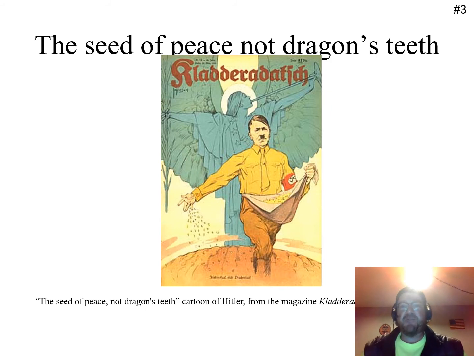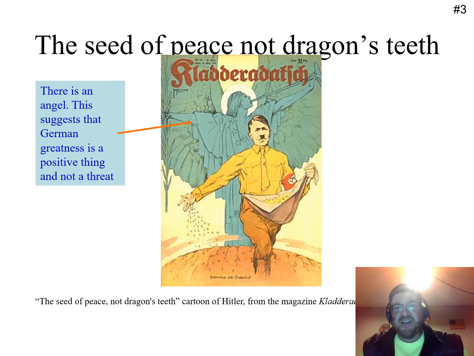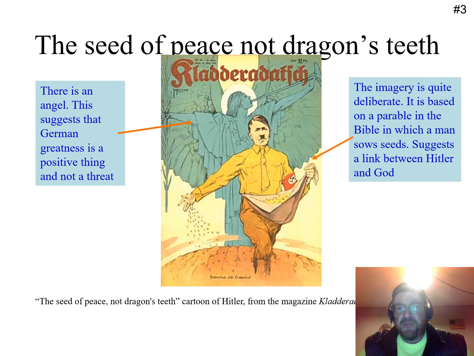Here you have the seed of peace, not dragon's teeth. Adolf Hitler, the irony of this picture. He's planting seeds of peace. Adolf Hitler, and it's like the angel Gabriel announcing him sowing the seeds of peace across Europe.